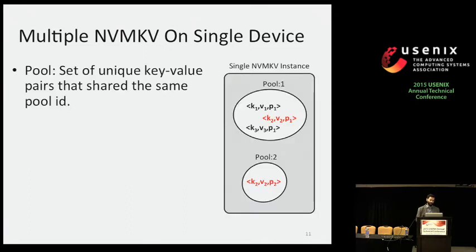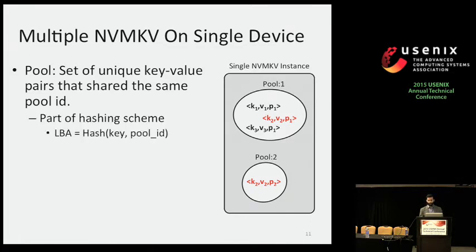And the way you can think about that is you can think of a pool as a unique set of unique key-value pairs that share the same pool ID. So it looks something like the diagram on the right, in which you have a couple of pools, and the one highlighted in red is the one that is shared. Notice that they have the same key, but they are in different pools, so these are completely different keys. So this gives you an illusion of creating multiple key-value stores that different applications can use on the same media.